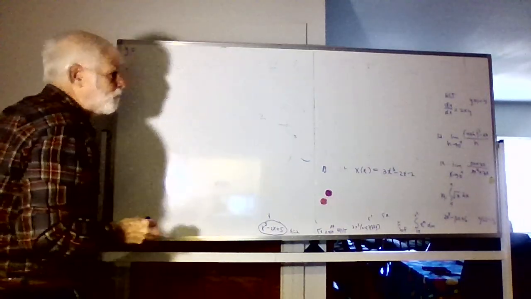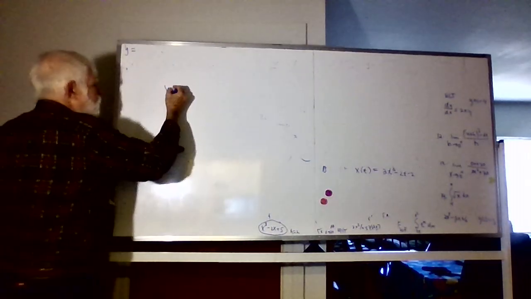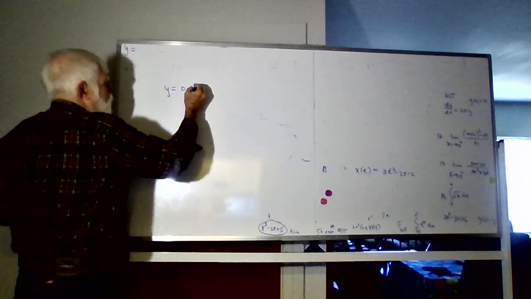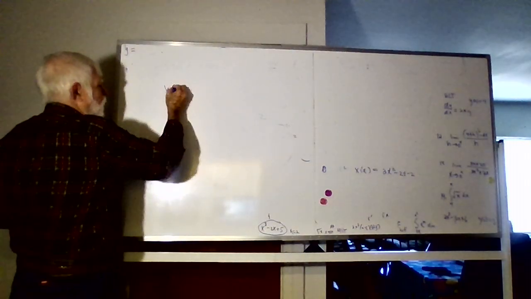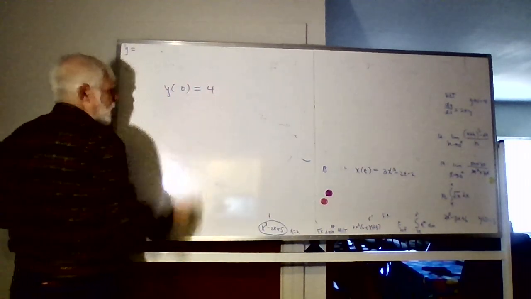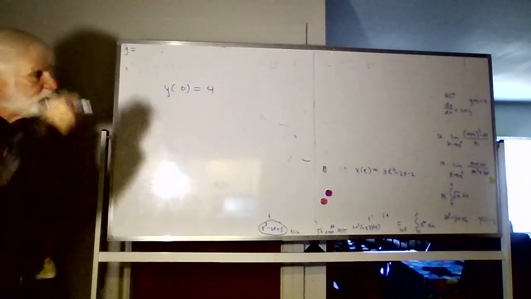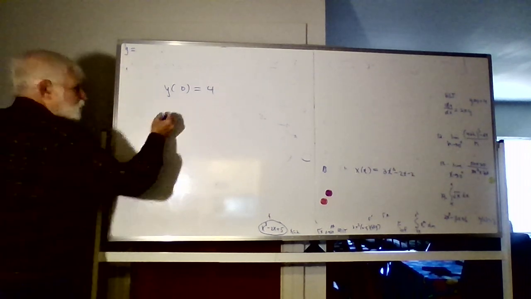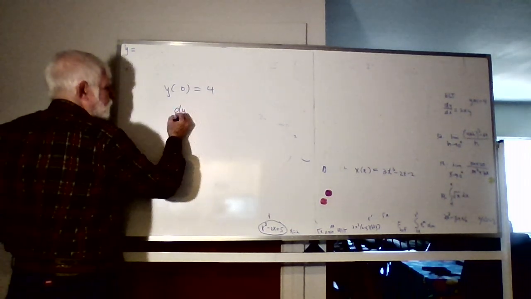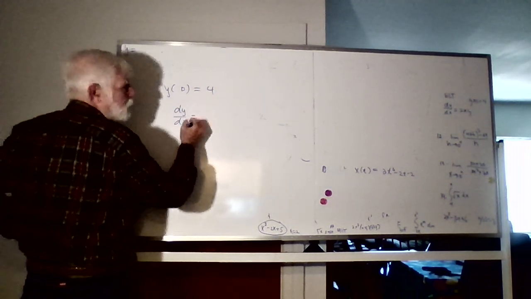Problem 11, equation of the line tangent. And we have y of 0 equals 4. So we have an initial condition here. And you find the derivative by doing dy/dx equals 2xy.